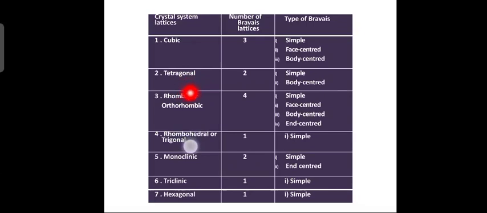Second, the crystal system is tetragonal and the number of Bravais lattices is 2, which are simple and body centered, okay. Then third one is rhombic or orthorhombic, number of Bravais lattices is 4, which are simple, face centered, body centered or end centered, okay. Then fourth one is rhombohedral or trigonal, number of Bravais lattices is 1, the simple structure, okay, simple rhombohedral lattice. Then monoclinic, okay, number of Bravais lattices 2, simple and end centered. Triclinic 1 simple, hexagonal 1 simple.